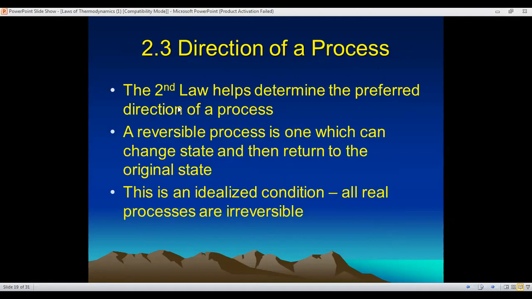Direction of a process. The second law helps determine the preferred direction of a process. A reversible process is one which can change state and then return to the original state. This is an idealized condition. All real processes are irreversible.